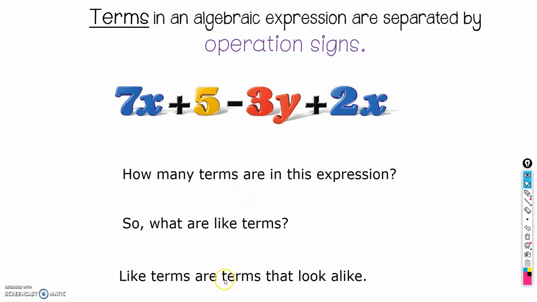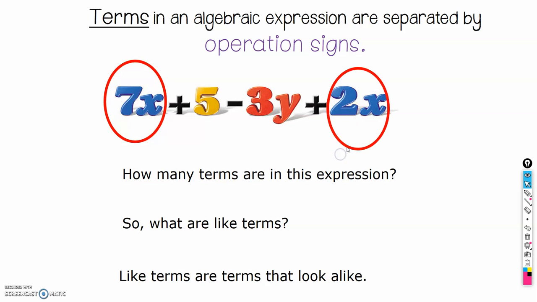Even though they look alike, what's going to make them different is their variables. So I have a 7x here. And I'm going to look for other numbers that also have a variable of x. 5 doesn't, it's a constant. Negative 3y doesn't, it has a y on there. There we go, 2x. So I have another variable with an x. These are like terms. These two terms could be combined into one term.